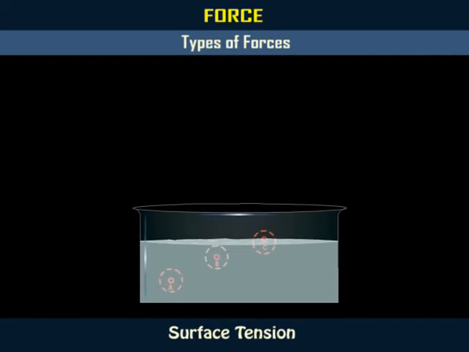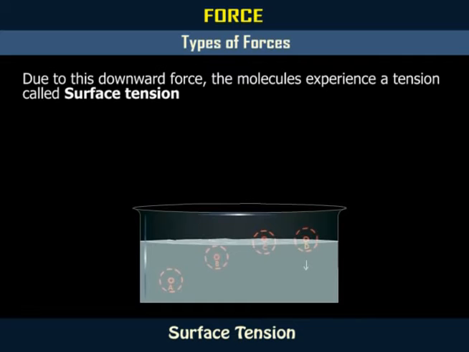The molecule B also does not experience any resultant force. A part of the sphere of action of C is above the liquid surface. The molecule C experiences a resultant downward force. Now consider molecule D lying on the liquid surface. This molecule has its sphere of action exactly half outside and half inside the liquid. The molecule therefore experiences a downward attractive force. Due to this downward force, the molecules on the surface experience a tension called surface tension.